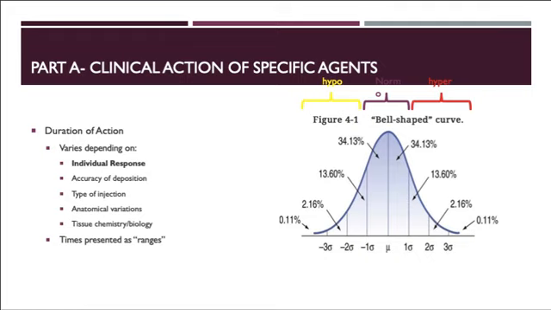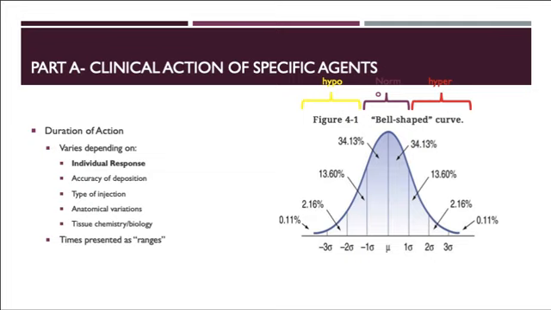Many factors other than individual response can influence both the depth and duration of action. And those factors include, in addition to individual response to the drug, accuracy of deposition, the chemistry and biology of the tissues, anatomical variations, the type of injection you give, the accuracy, and so forth. But I'm really going to start the discussion by focusing on the influence of individual response on the duration of action.